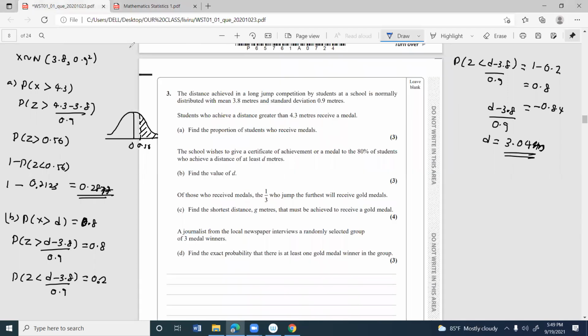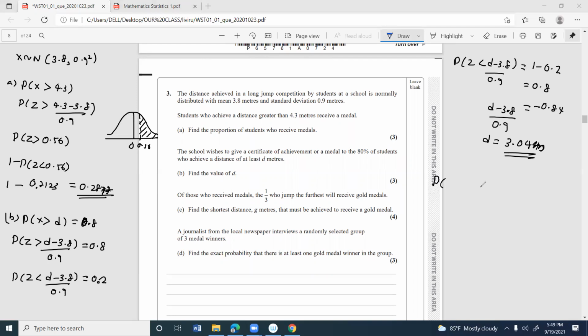Then, this is the important part of this question, right? Of those who receive a medal. Those who receive a medal, medal means we know that this value.